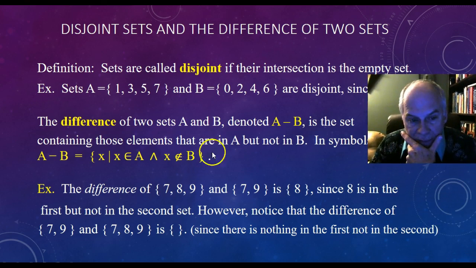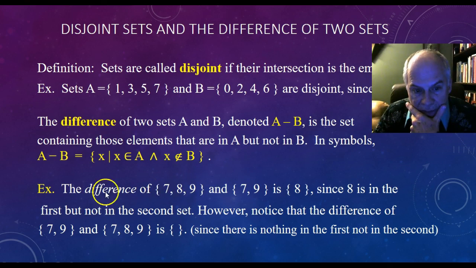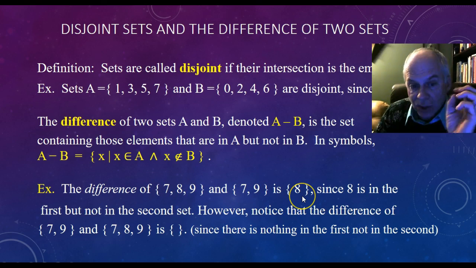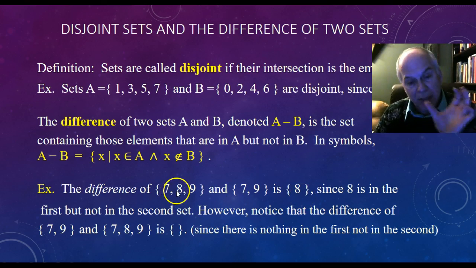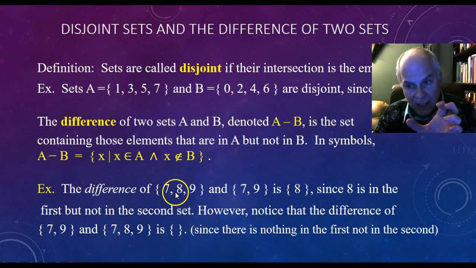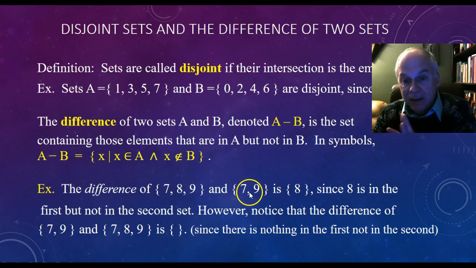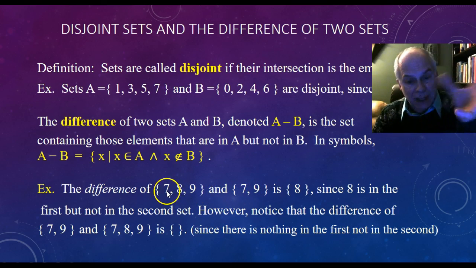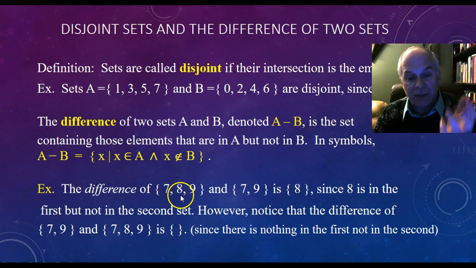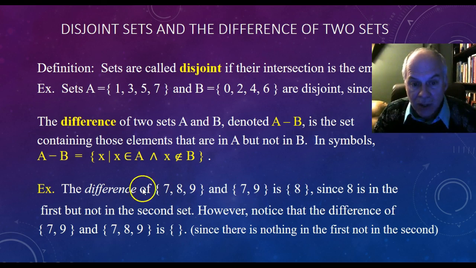So let's look at an example of that. The difference of {7, 8, 9} and {7, 9} is just the number 8. Because if we take the set {7, 8, 9} and we subtract {7, 9}, I take away the 7 and the 9 and I have just the 8. So if I did this minus this set, it's just 8, since 8 is in the first, but it's not in the second set.